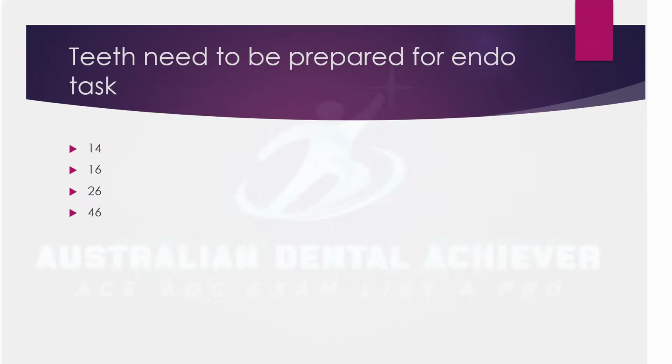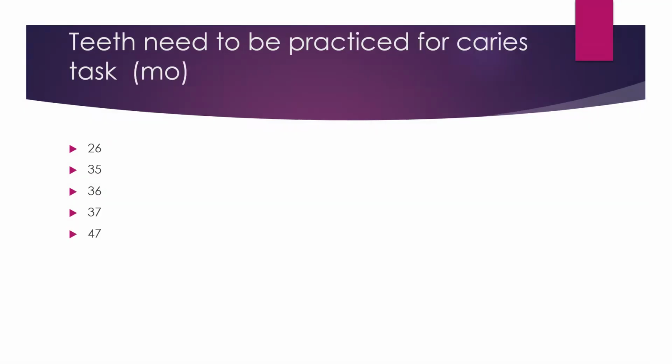Now, the teeth that have been asked until now in the exams are upper molars, lower molars, and upper premolars. For the carious teeth, I suggest you buy the caries and endo teeth only from One Dental.